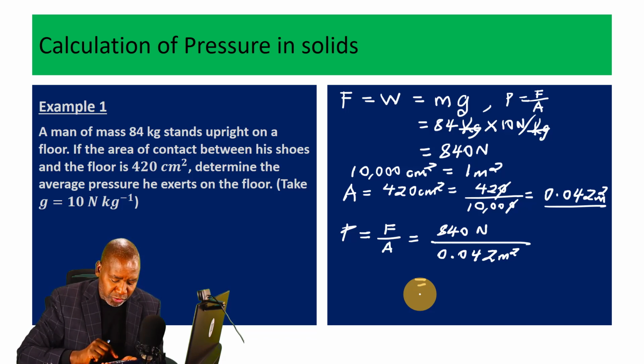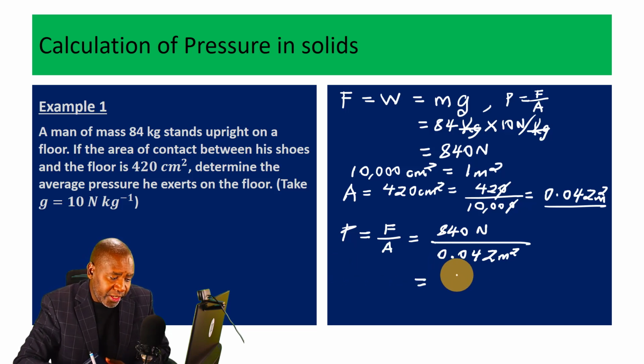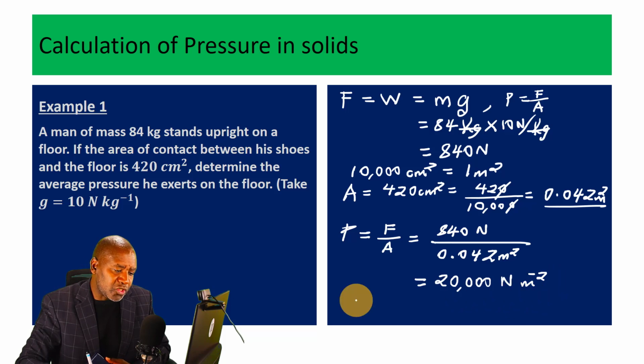840 divided by 0.042 will give me 20,000 newtons per meter squared, or 20,000 pascals. So this one is 20,000 newtons per meters squared.